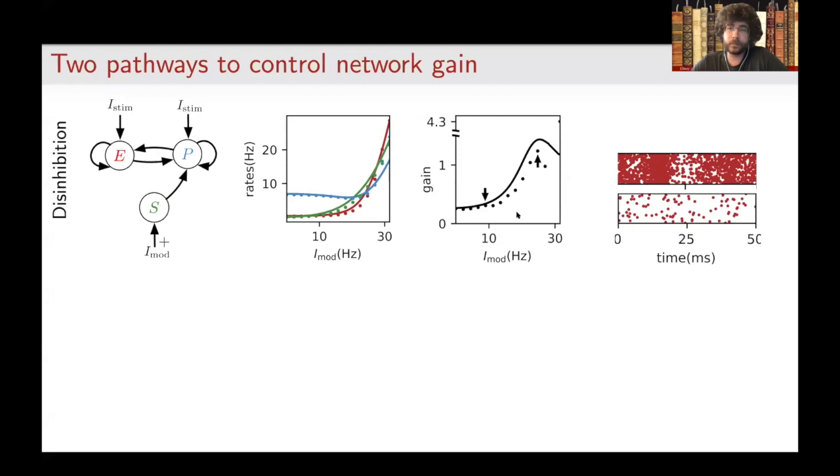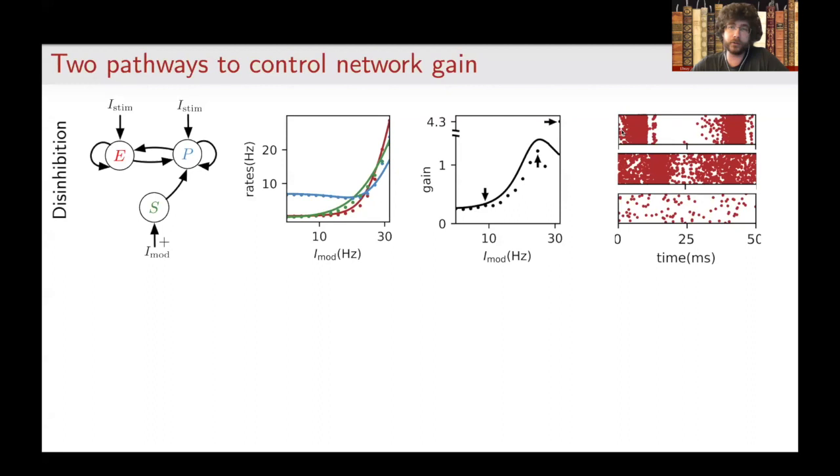But when we increase this even more, the disinhibition pathway takes full effect on the excitatory cells. PV cells are unable to inhibit, and the network loses stability, right? And we end up with a synchronous solution arising.